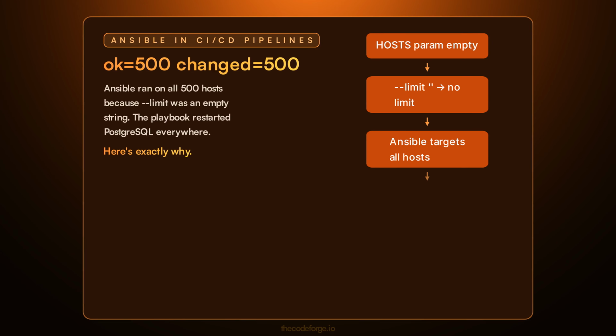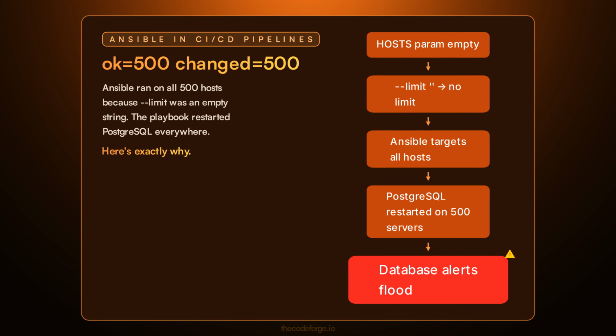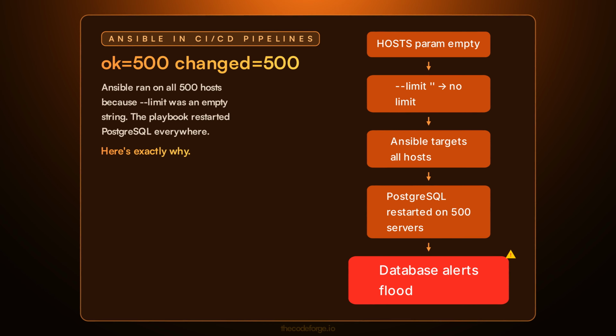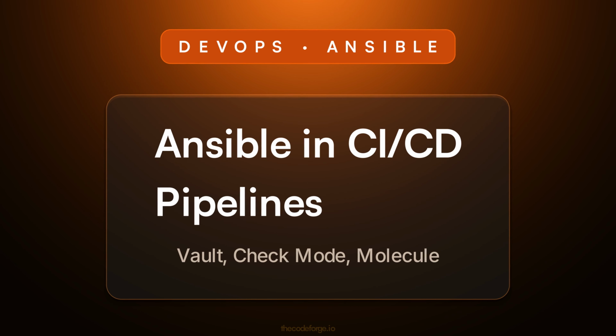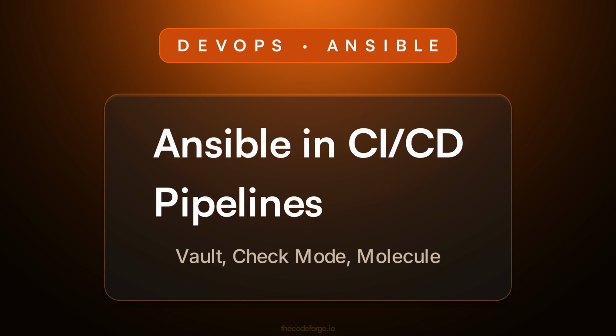500 hosts, 500 changes, and a database restart that brought down production. The culprit: an empty limit flag. Let's break down Ansible in CI/CD pipelines, how it works, and the exact mistake behind that failure.